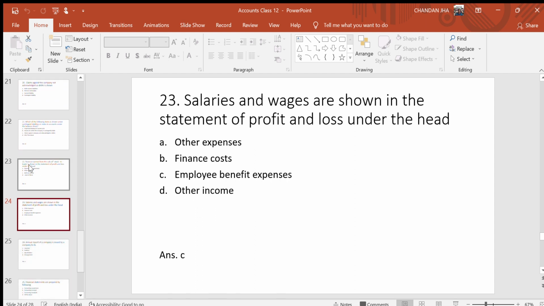Question number 23. Salaries and wages are shown in the statement of profit and loss under the head. Option A, other expenses. Option B, finance cost. Option C, employee benefit expenses. Option D, other income. Option C, employee benefit expenses.